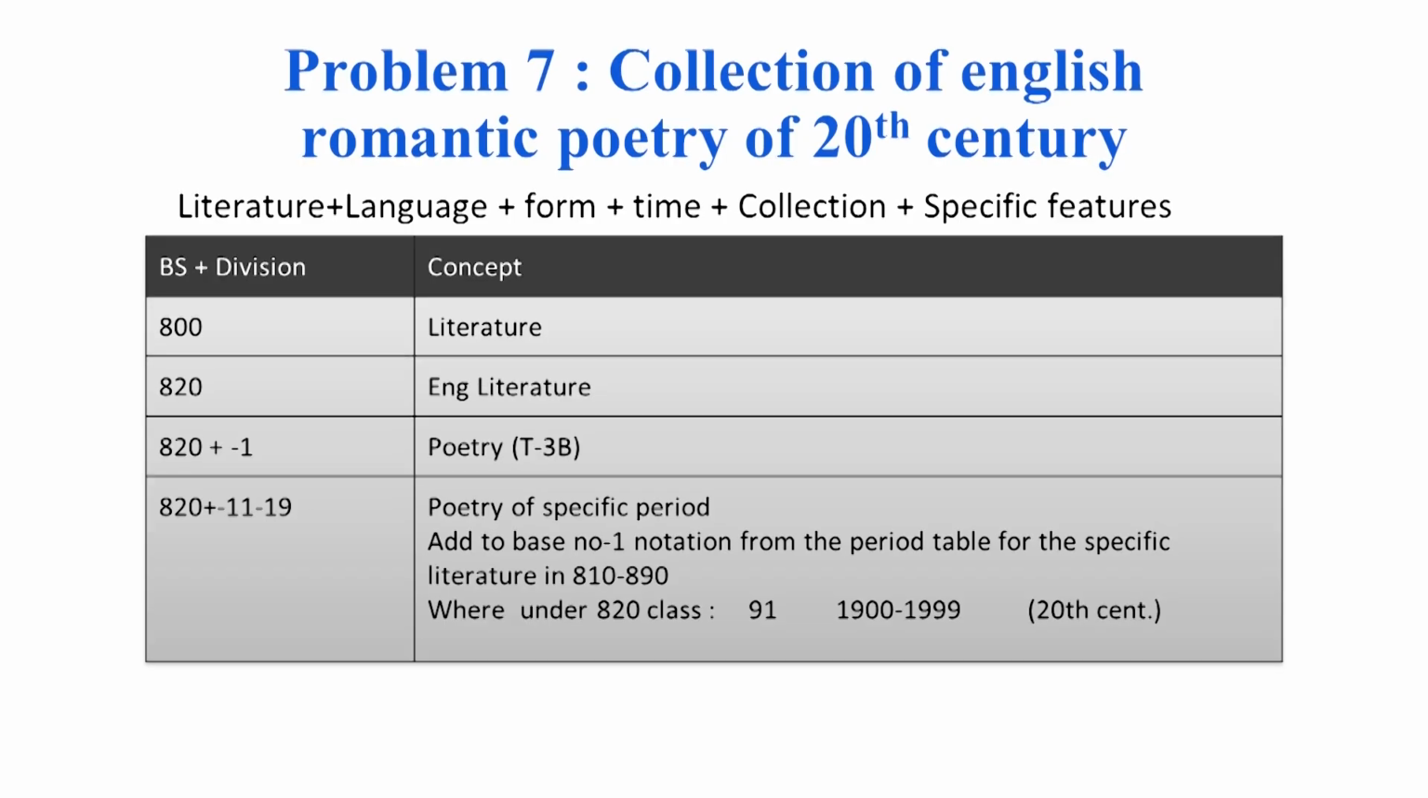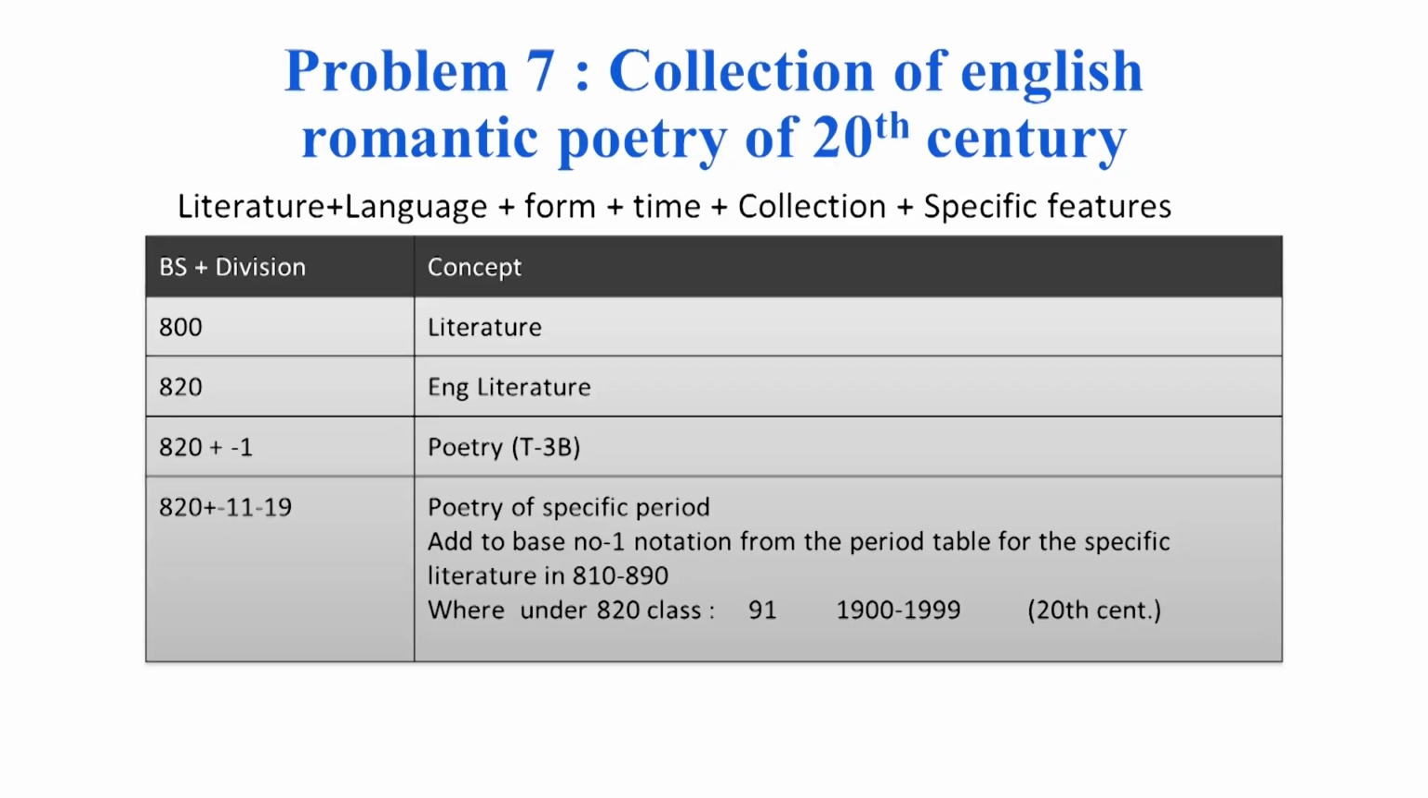810-890, where under the 820 class we will find 19 meaning 1900 to 1999, that means the 20th century. It is printed under the class number 820, which means English literature. For each literature there is a particular time schedule. So from this period schedule we have to collect the number for that literature, for that language.